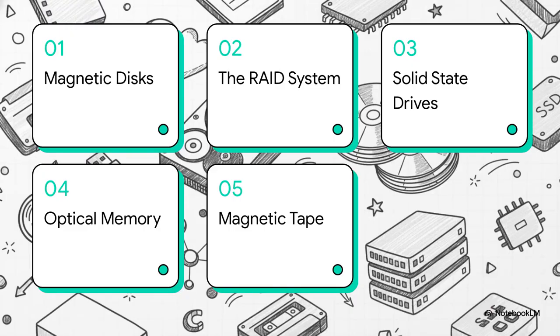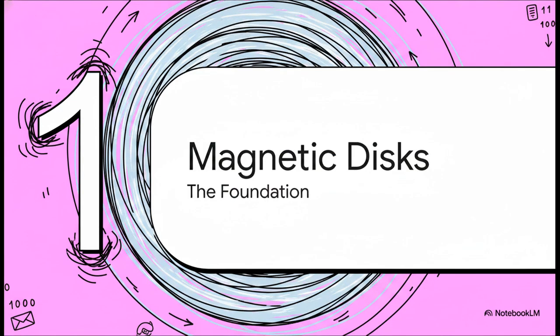Here is our roadmap for today. We'll be hitting 5 key areas. First, the foundation of magnetic disks. Second, the teamwork of the RAID system. Third, the speedster, which is solid state. Fourth, the archives, optical memory. And finally, deep storage using magnetic tape. At every single stop, we'll see how engineers battle to balance 3 crucial things: massive capacity, blistering speed, and rock-solid reliability.